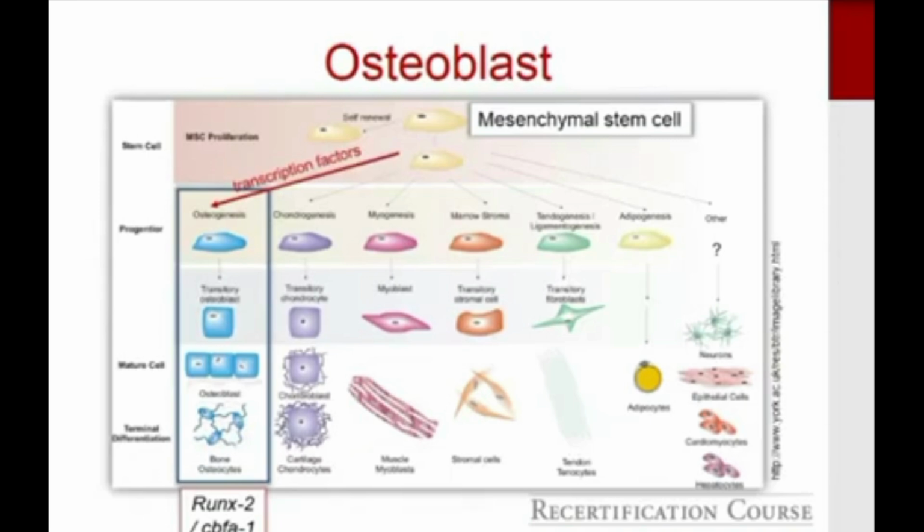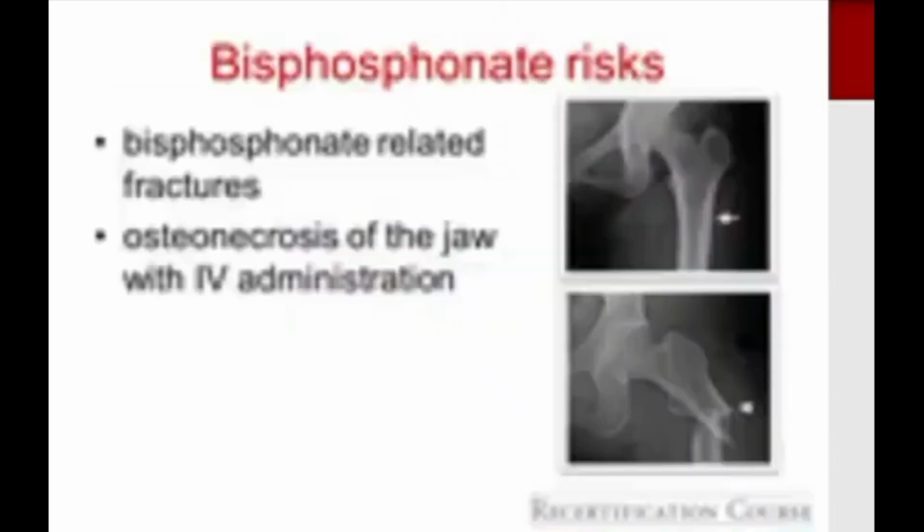The nitrogen containing has a different pathway. It inhibits protein prenylation, which inhibits farnesyl pyrophosphate synthase. These are the different types of non-nitrogen and nitrogen containing. It's important to note that the non-nitrogen containing are not nearly as potent as the nitrogen containing. The nitrogen containing bisphosphonates are about 1,000 times more potent than the non-nitrogen containing.